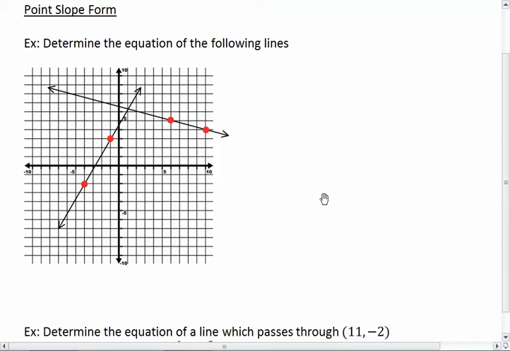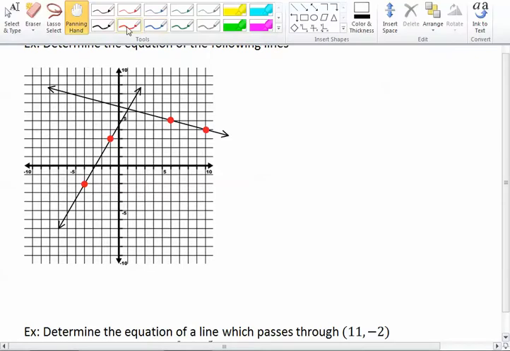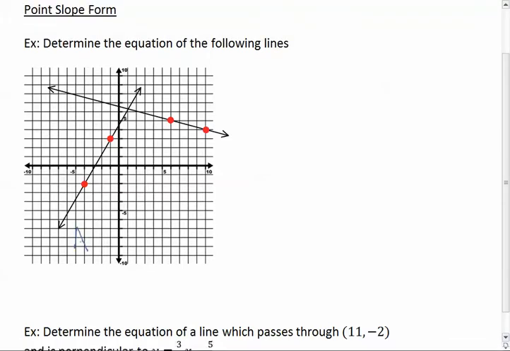So rather than the slope intercept form, we're going to use the point slope form. Notice here that the y-intercept is some non-integral value, right? Neither of these cross the y-axis at some integer value. So when we don't have it crossing at an integer value, we're going to use the point slope form. I'm going to label this guy over here A, and this guy over here B. So first we're going to do A, and then we're going to do B.